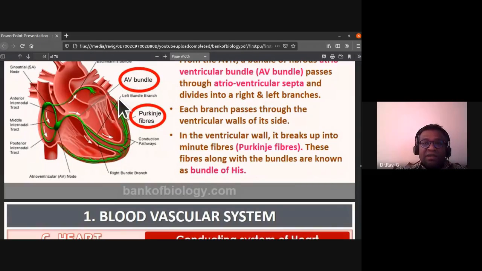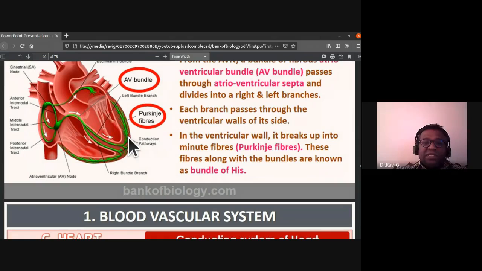They have all marked it. The atrioventricular bundle passes through the atrioventricular septum and divides into right and left branches. Each branch passes through the ventricular wall of its side. So they branch to form the right and left AV bundle, and each branch passes through the ventricular walls of its side. In the ventricular walls, it breaks up into small fibers.